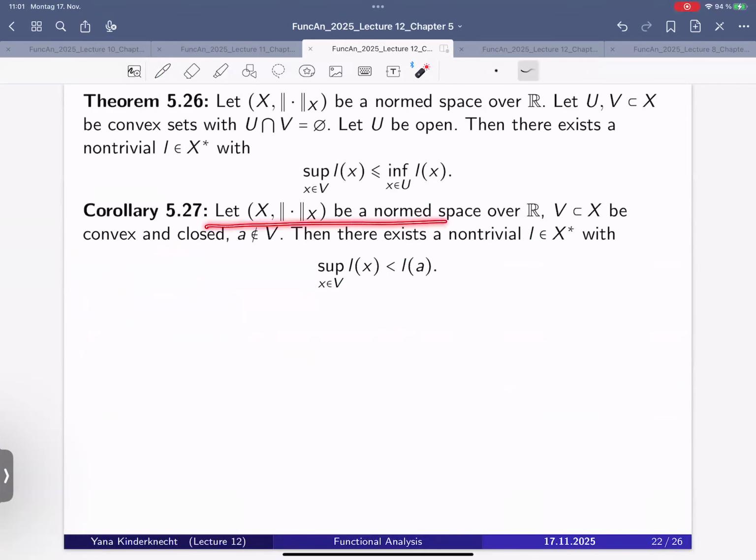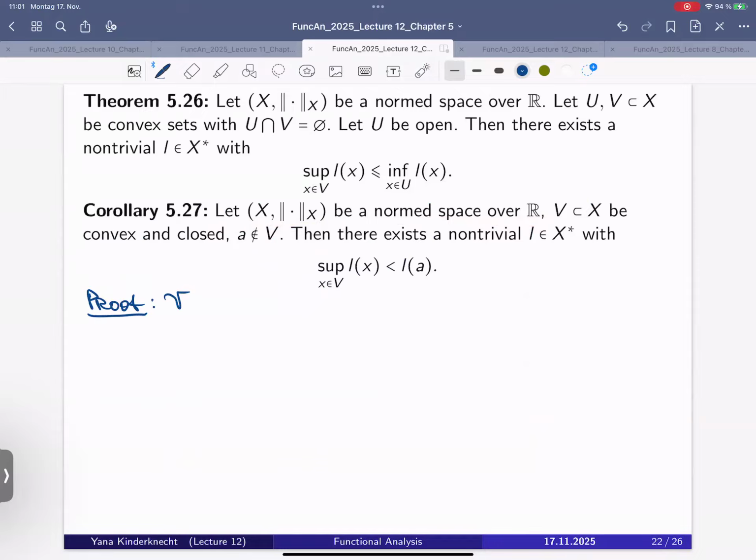So, corollary. Let X be a normed space over R, V a convex and closed set, and A a point which is not in this set V. Then there exists a non-trivial continuous linear functional on X, which separates the closed convex set and the point in this strict way. So the proof is very short, that's why let us prove it.